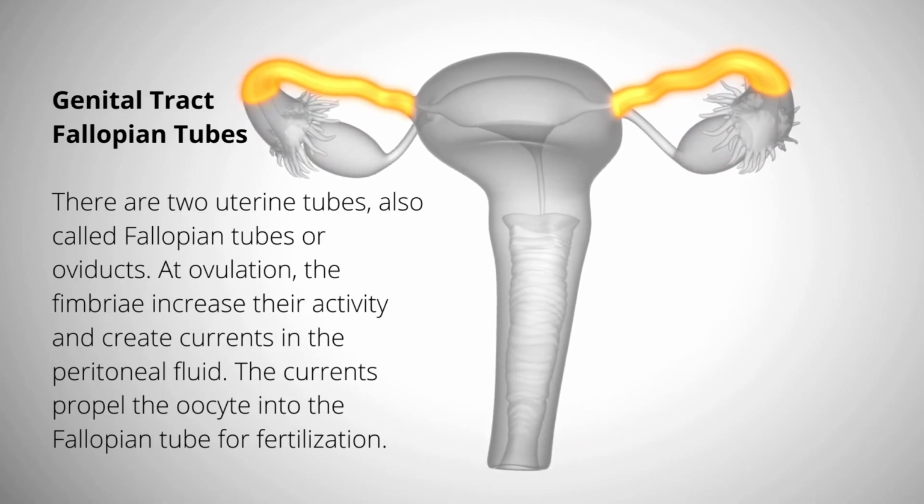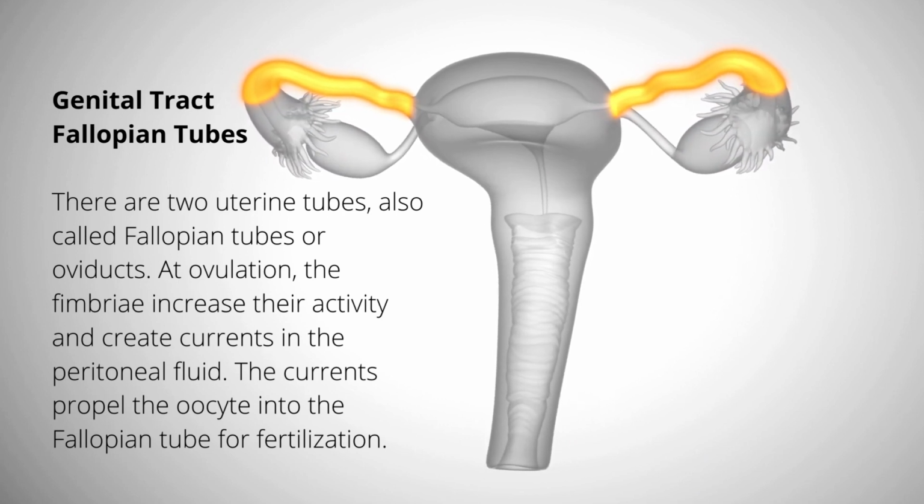There are two uterine tubes, also called the fallopian tubes, in the genital tract. They are also called the oviducts. There is one tube associated with each ovary. The end of the tube near the ovary expands to form a funnel shaped infundibulum, which is surrounded by finger like extensions called the fimbriae.